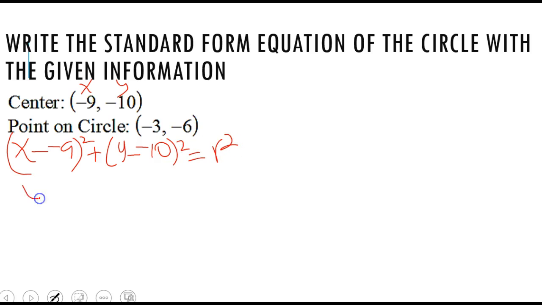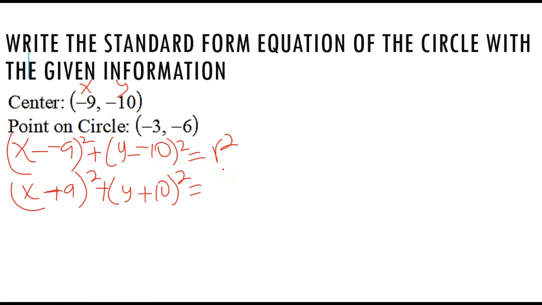So let's simplify this first. Plus 9 squared plus y plus 10 squared equals, okay? Now let's wait until we find what r is, and then we plug that in. So we're going to find r. And now remember the radius, which is the r.